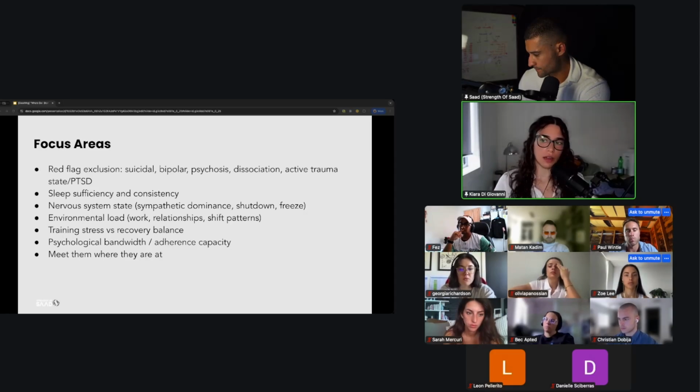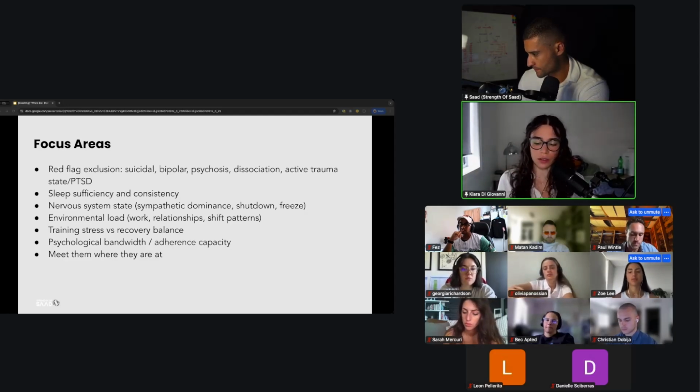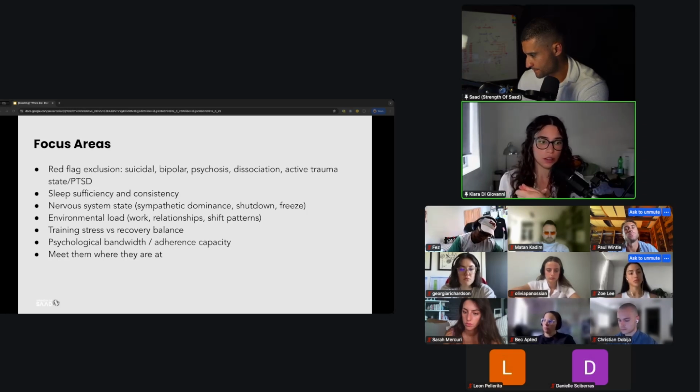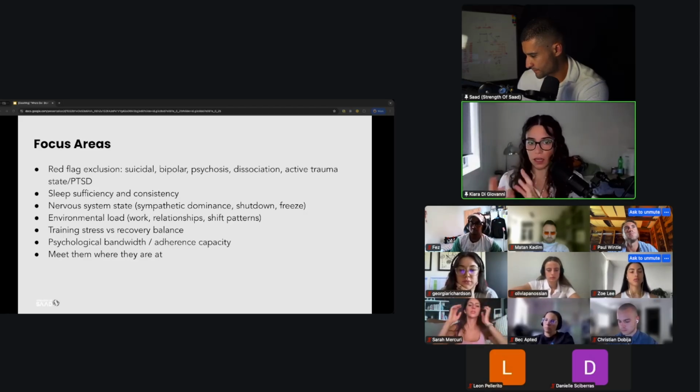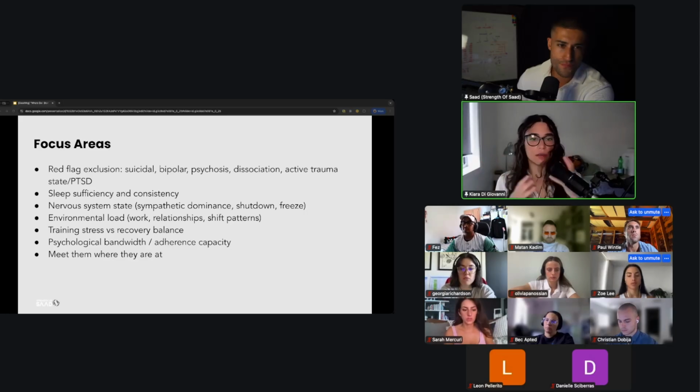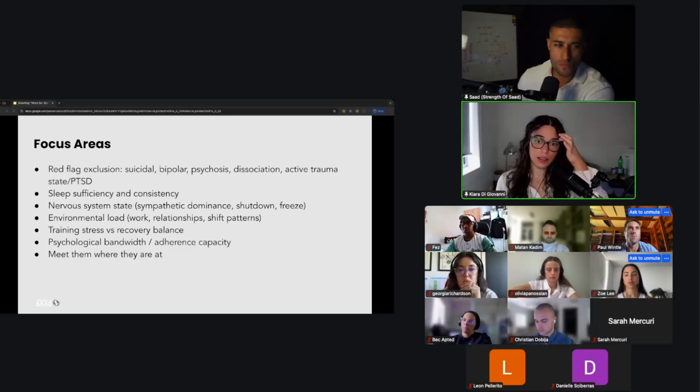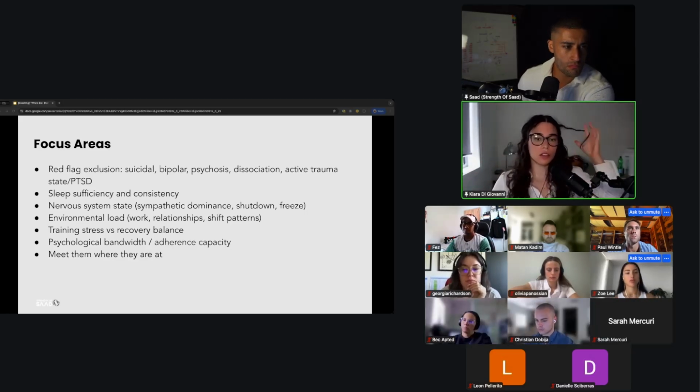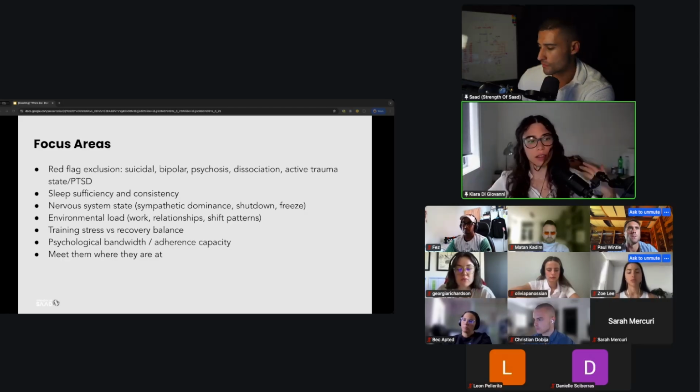And so if there are no exclusions there, what you're going to be focusing on with this tier 1 is the very simple basics: sleep sufficiency and how consistent they are, their nervous system state, their environmental load, like their work and their relationships, their training, whether they're taking on or putting in more training, their bandwidth and adherence capacity, and then also just meeting them where they're at, being very collaborative and supporting them with what they need.